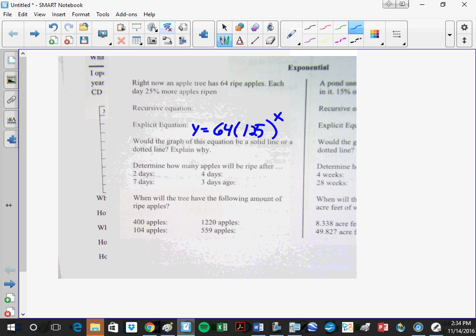So that's 100% of the apples plus an additional 25%. Does anybody not understand the 1.25? Okay. So the recursive equation, y sub 0 equals 64, and y sub n equals y sub n minus 1 times 1.25. Would the graph of this equation be a solid line or a dotted line? Dotted. Can you have a partially ripe apple? It's either ready or it's not. Almost ripe means not ripe. So it's either ripe or not ripe. Okay, at some point it becomes ripe.